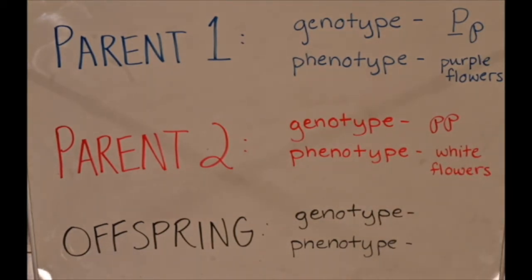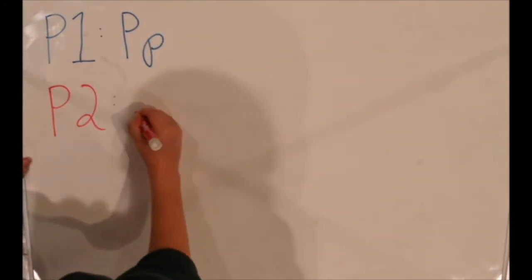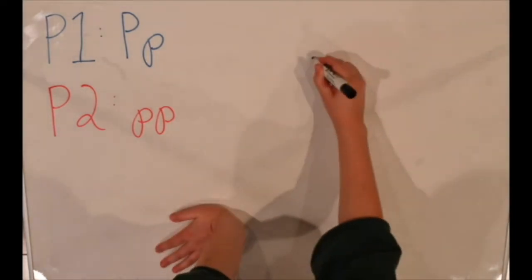Based on this data we have for the parents, we want to find out what are the possible genotypes and phenotypes for an offspring of these 2 parents. This is where a Punnett square will come in handy. I like to write the genotypes of each of the parents in the top left corner when I'm doing a problem like this, just so I have it for reference.